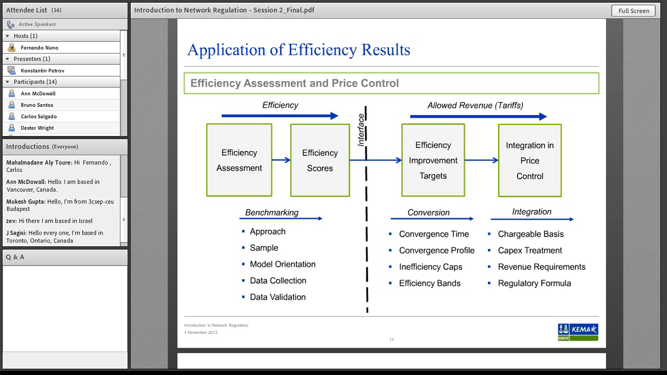So it means to be impossible to be less efficient than a predetermined threshold. For example, in Germany, it has been used in the first price control period, efficiency floor of 60%. So it means the companies cannot be less efficient than 60%. So it's another way to mitigate the effect of the results, to make them more affordable, probably, and more acceptable for the company. And apart from the conversion, we have also the next step, which is called integration.